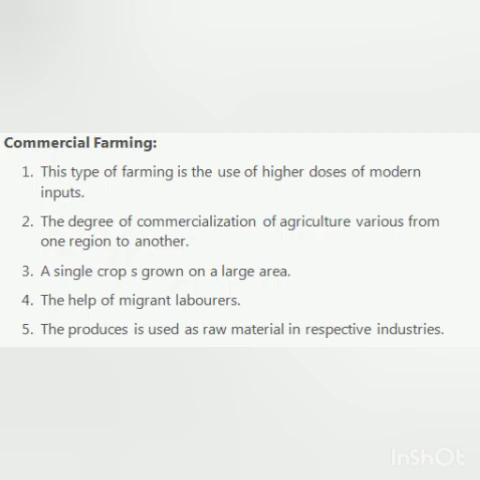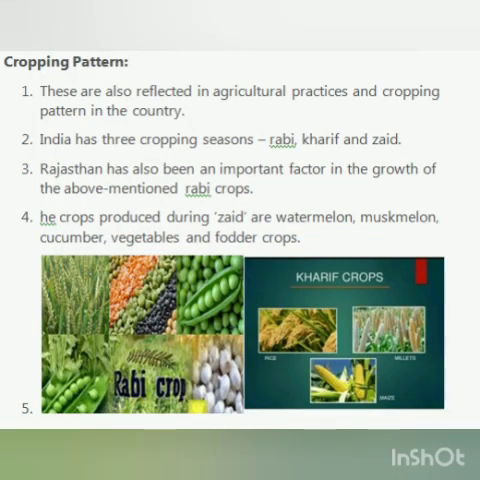Dear students, now we are going to discuss the cropping seasons in India. India has three cropping seasons: Rabi, Kharif and Zaid. Kharif season starts with the onset of monsoon and continues until the beginning of winter, that is June, July to September and October. The Kharif crops include rice, maize, millet, cotton, jute, mung, etc.